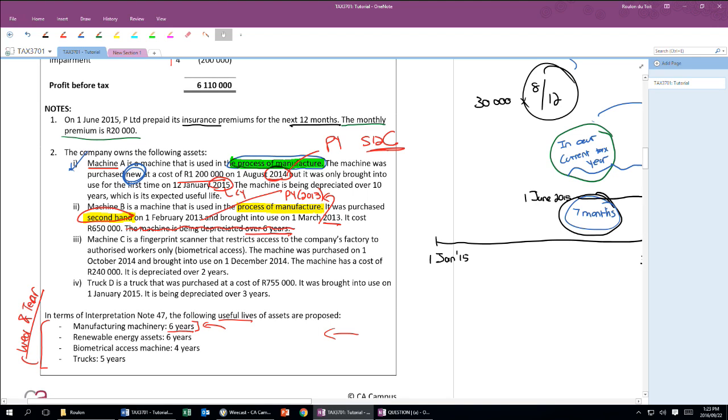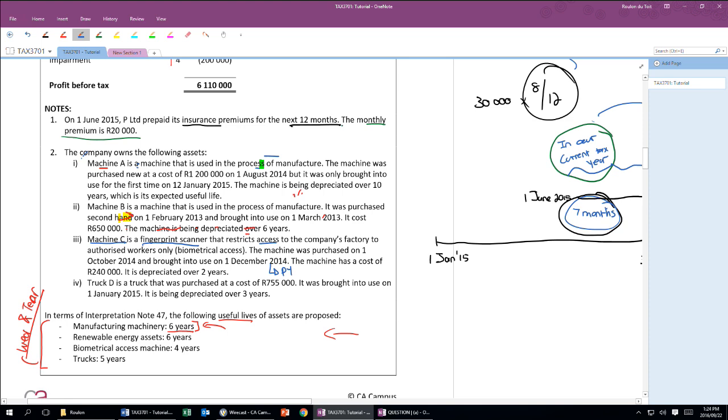Right, then point 3. Machine C is a fingerprint scanner that restricts access to the company's factory to authorized workers only. So it's for biometrical access. The machine was purchased on the 1st of October 2014 and brought into use on the 1st of December 2014. So it was brought into use in a prior year as well. The machine has a cost of 240,000 rands and it has been depreciated over 2 years.